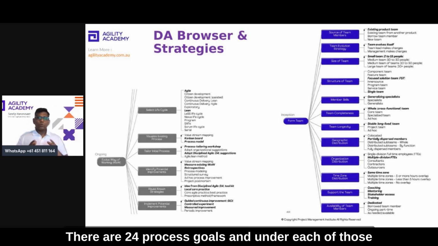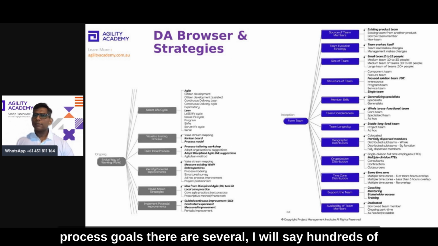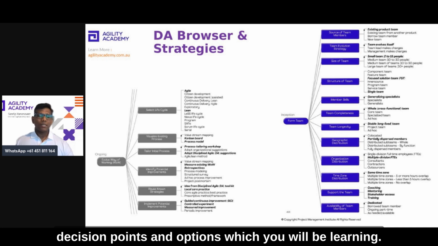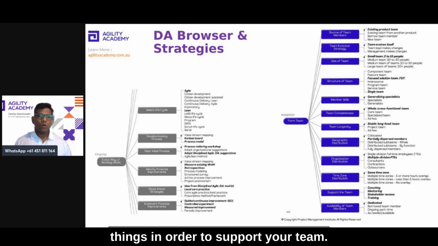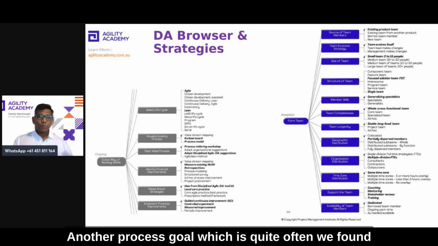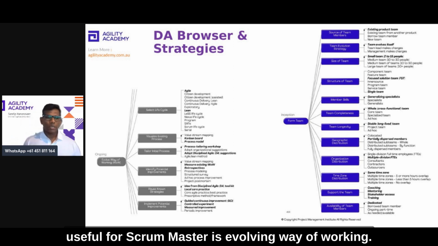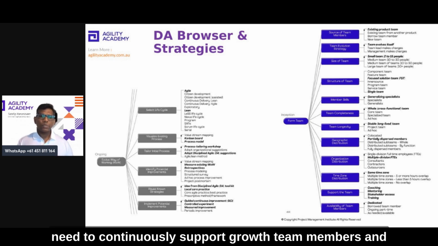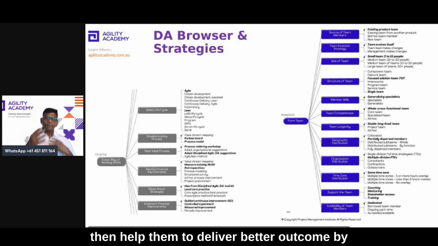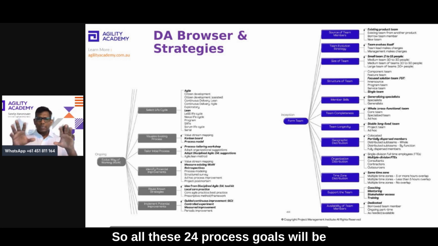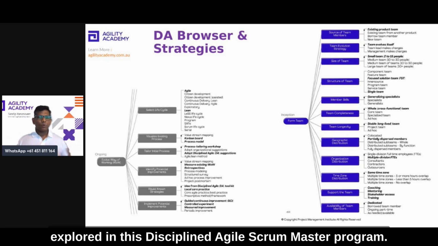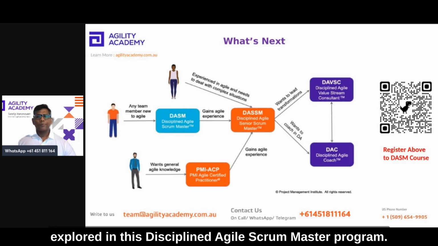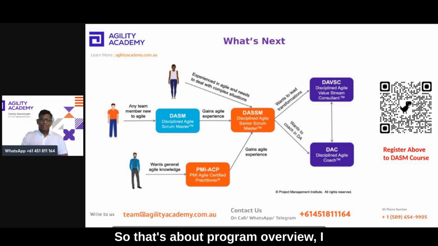There are 24 process goals, and under each of those process goals there are, I would say, hundreds of decision points and options which you will be learning. You'll learn how to explore all those things in order to support your team. Another process goal, which we quite often found useful for Scrum Masters, is evolving way of working. Even if you have an established team, you need to continuously support and grow team members and help them deliver better outcomes by having this continuous learning culture. So all these 24 process goals will be explored in this Disciplined Agile Scrum Master program. So that's about the program overview.